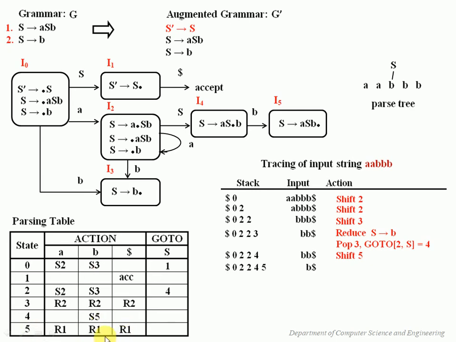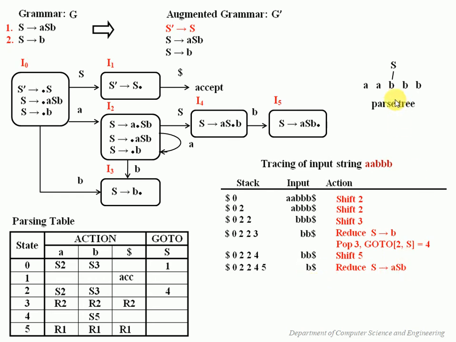Here again a reduction operation using the first production, that is 1, S gives ASB. So what does it mean? Here you are telling that you have already seen ASB on the input. That is why you are going to reduce it to S. Just now whatever you have seen is ASB. That is what it means.